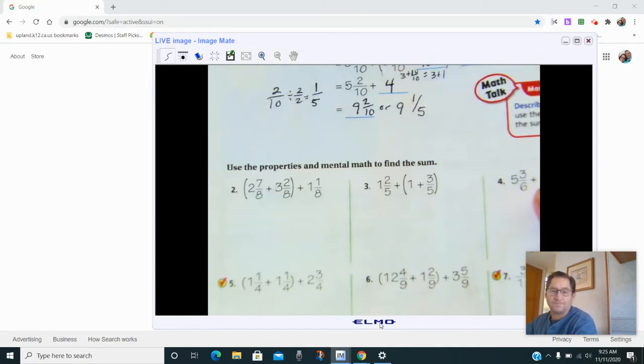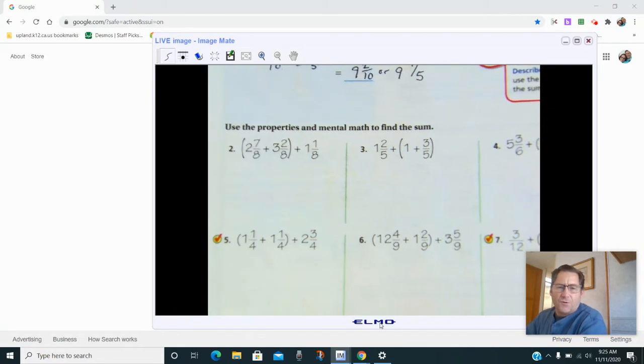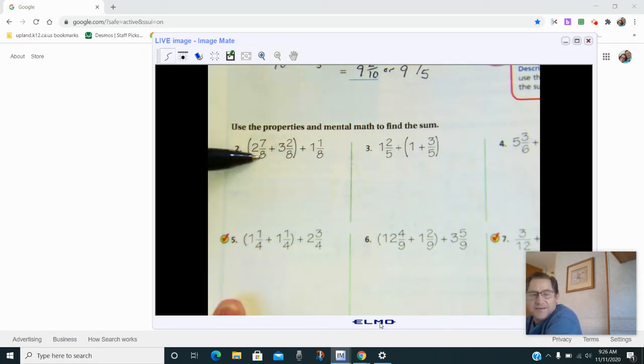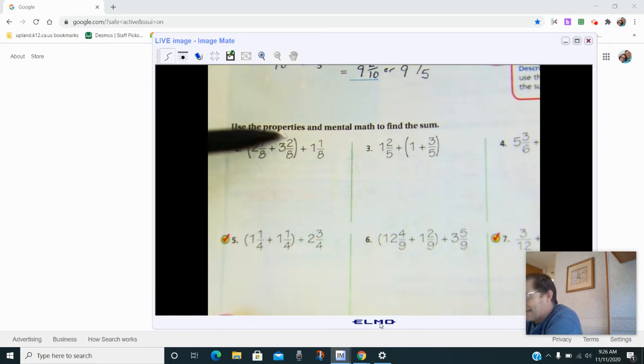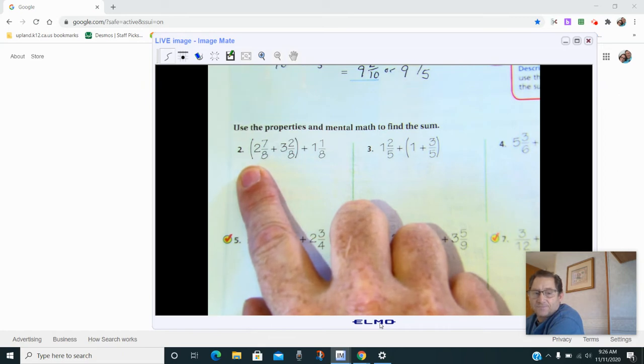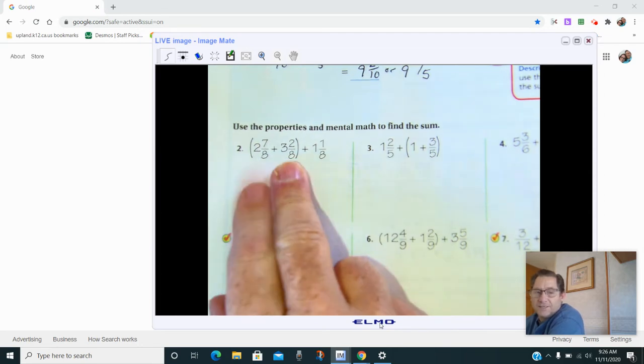Number 2. Use properties and mental math to find the sum. All right, 2 7/8 plus 3 2/8 plus 1 1/8. Well, if I can get the fractions to be 8/8, that would equal 1 whole. 3 2/8 is actually over, so that would be a fraction greater than 1. But if I added the 1 to the 7, that would be 8/8. So let's switch the order of these two.